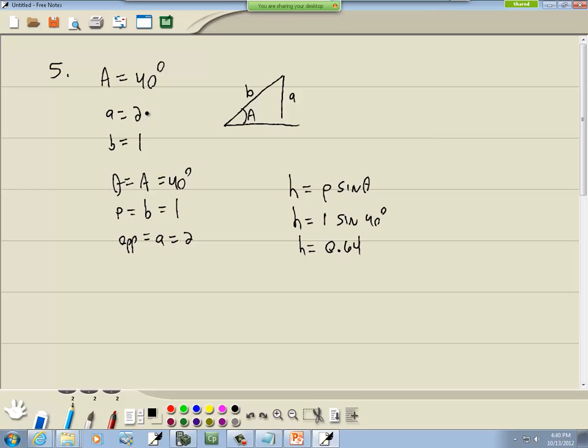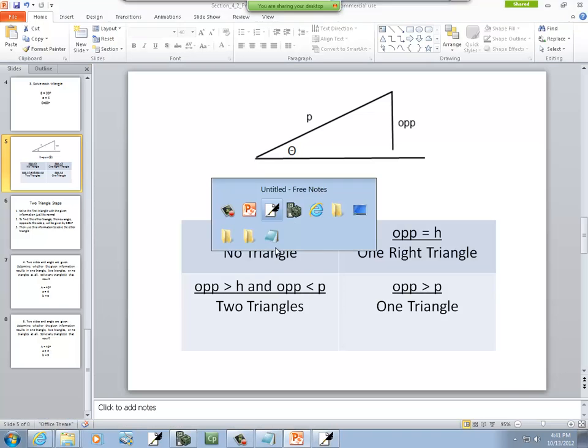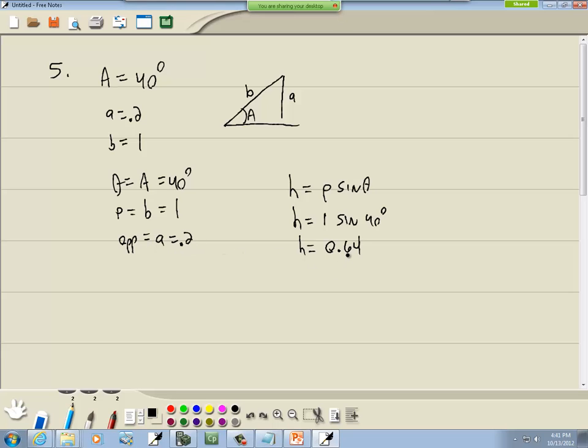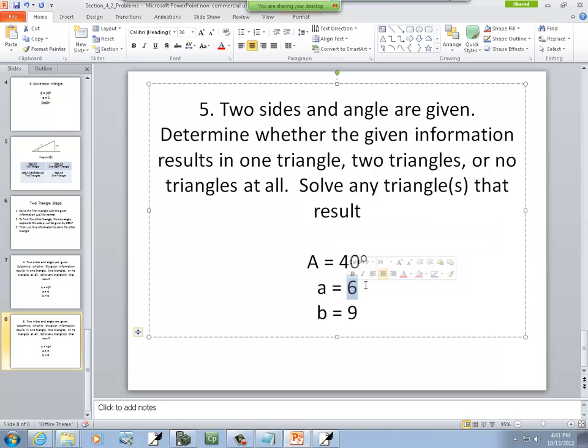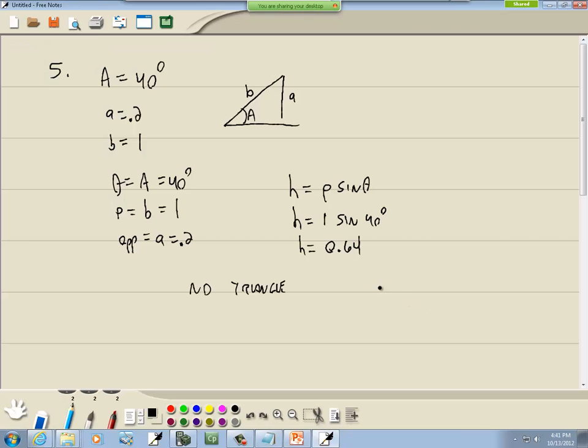Opposite is a. So actually, if I change this problem, let's say a is 0.2, that would work. Okay. That's what I wanted to show. Opposite is less than h. Opposite is 0.2. That's less than h. So there's no triangle. So let me come here and put that. A, oops, 0.2. And that should definitely work.